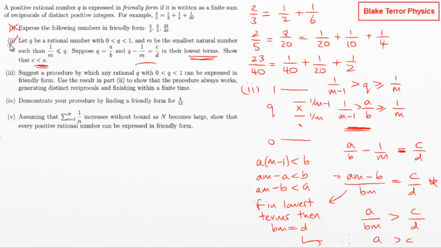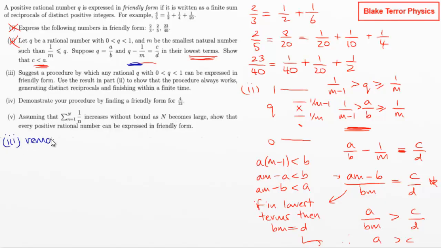That was horrendous for a second part of a question. That was really difficult. Part 3: suggest a procedure by which any rational q with q between 0 and 1 can be expressed in friendly form. Use the result in part 2 to show that this procedure always works, generating distinct reciprocals and finishing within a finite time. Right, so we've got to use this result. The thing they're doing is chopping off the highest possible amount. It's the largest reciprocal. That's what they're telling us in part 2. That's what they've led us to do.